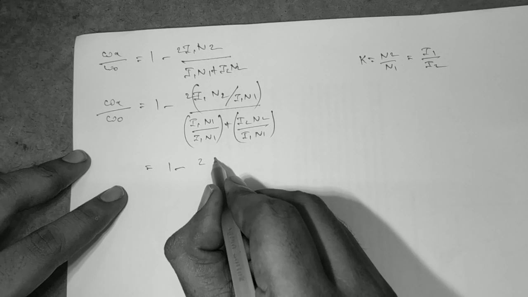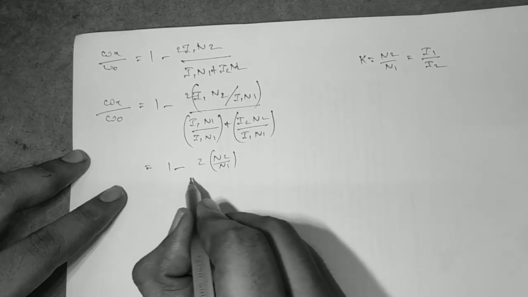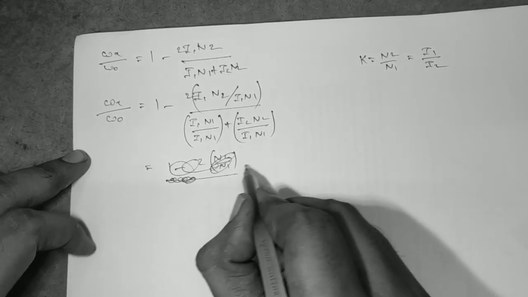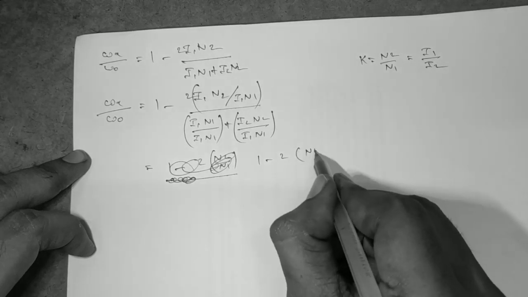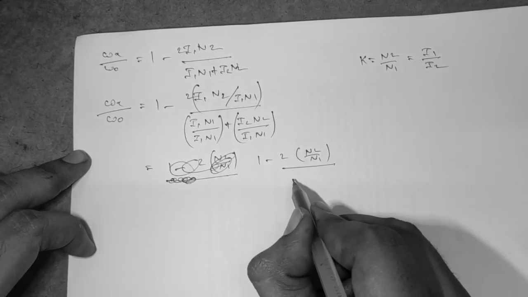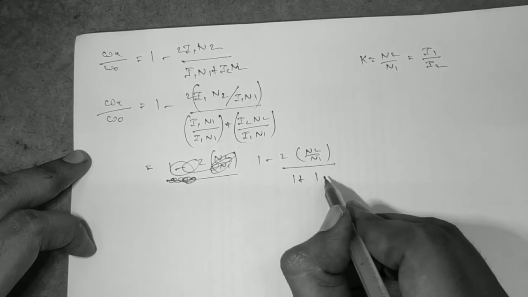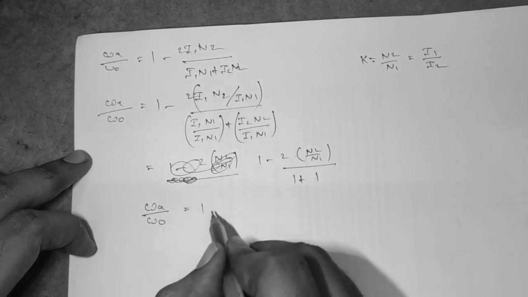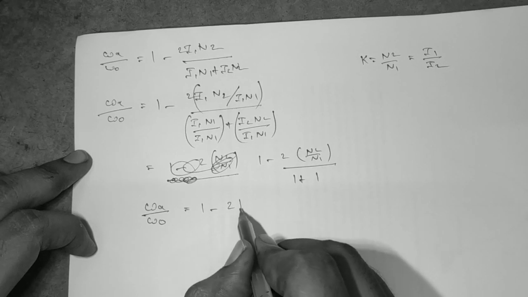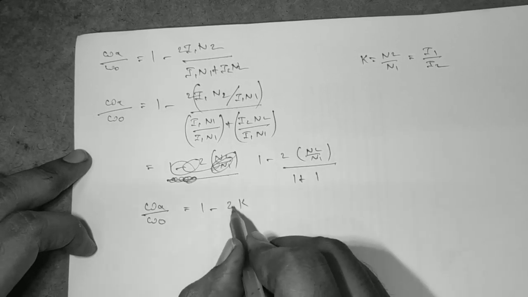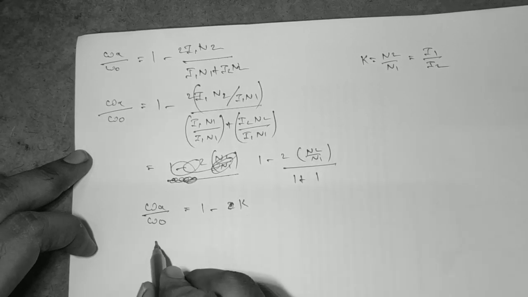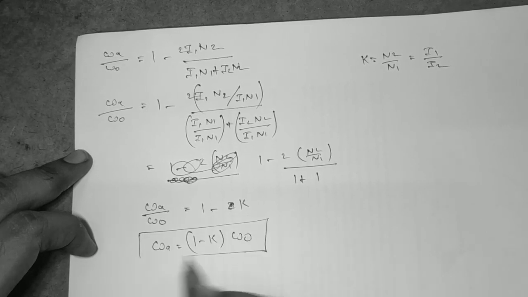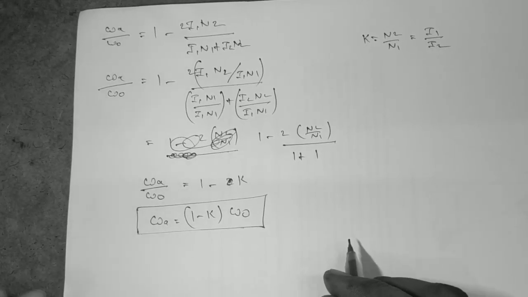So if we write that, then we will get 2 into N2 by N1 divided by 1, so it is 1 minus 2 into I2 by I1 by 1 plus k into 1 by k, that is 1 only. So N2 by N1 is also k. So WA by W naught will be equal to 1 minus k. That means the weight of an auto transformer will be equal to 1 minus k into the weight of an ordinary transformer. Weight means weight of copper, that is my meaning.